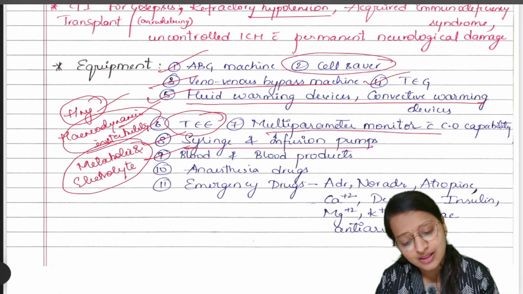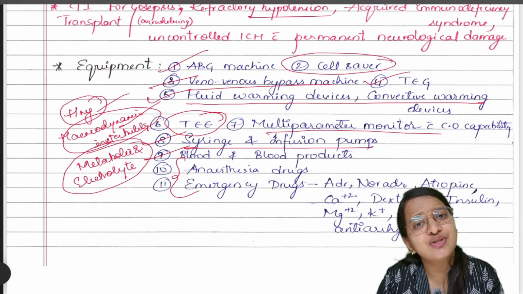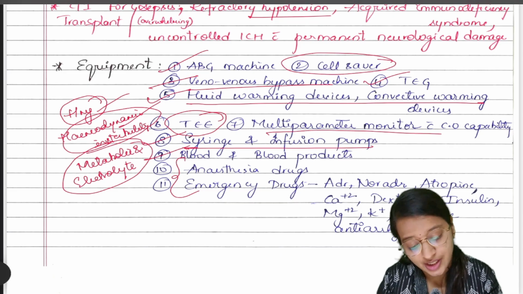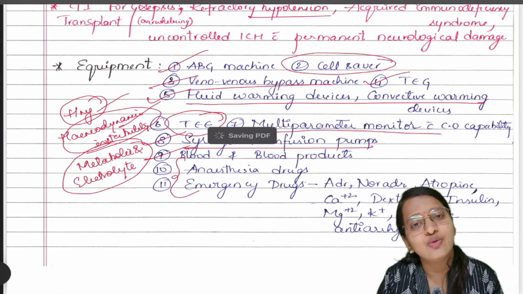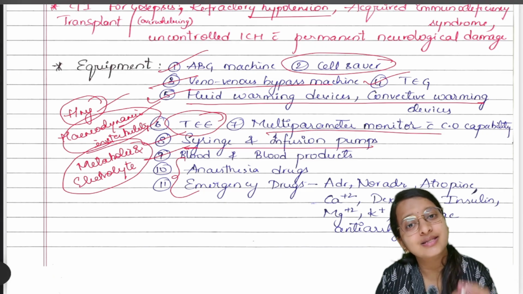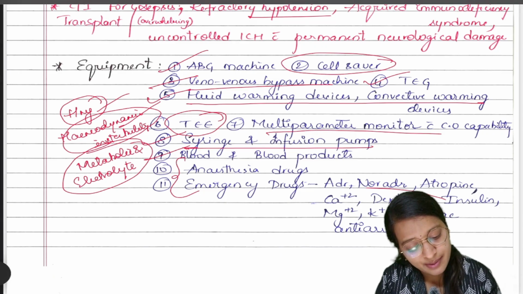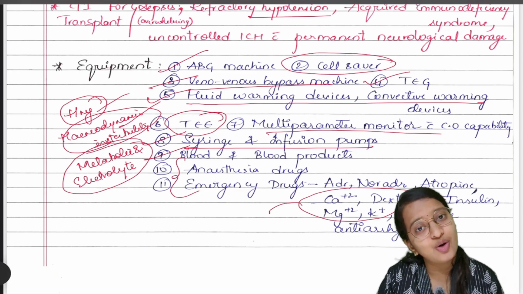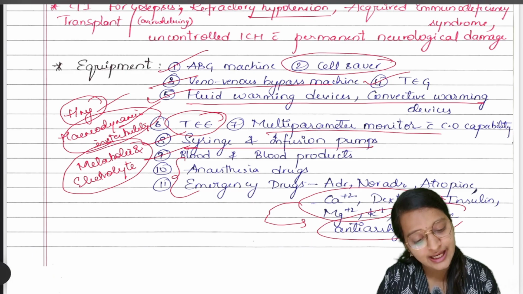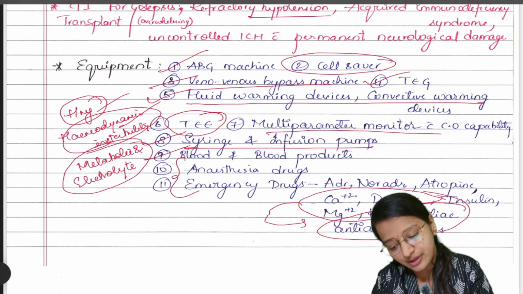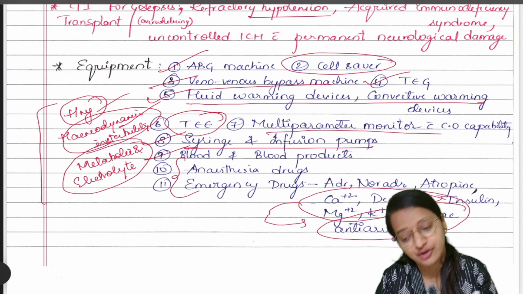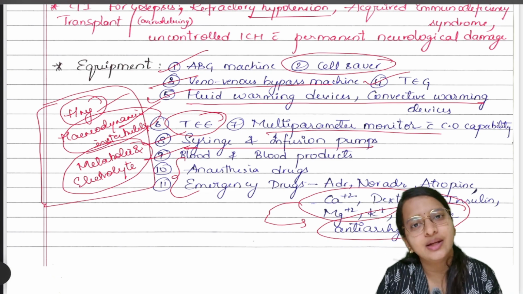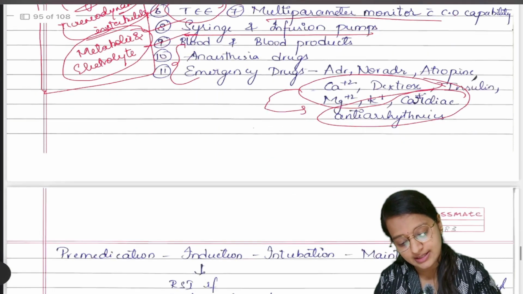And apart from all this, these are the routine things which we have to have almost for every surgery. Anesthetic drugs, routine, and also the emergency drugs and the drugs needed for electrolyte disturbances. Okay? And these electrolyte disturbances may in turn cause arrhythmia, so I have to have anti-arrhythmics also. So if you remember the problem, you can easily know the equipment necessary, no need to memorize individually.